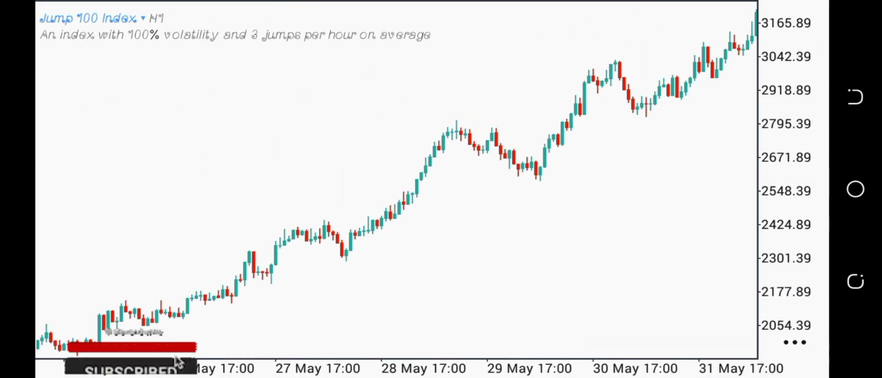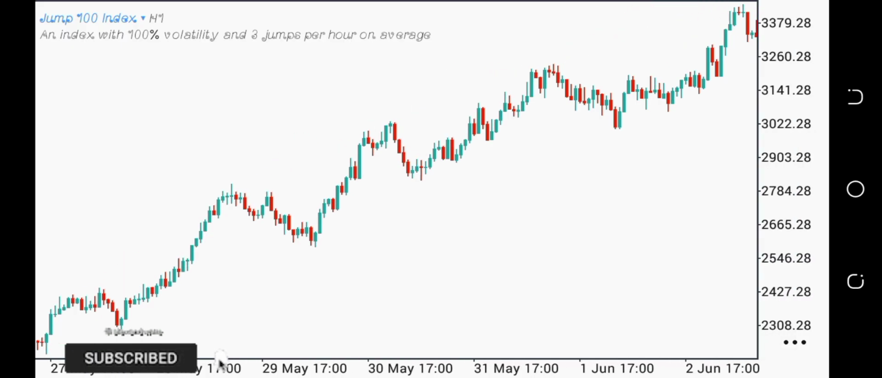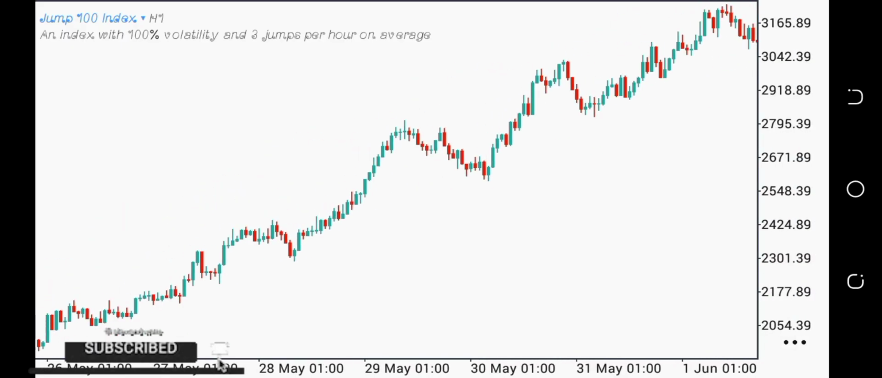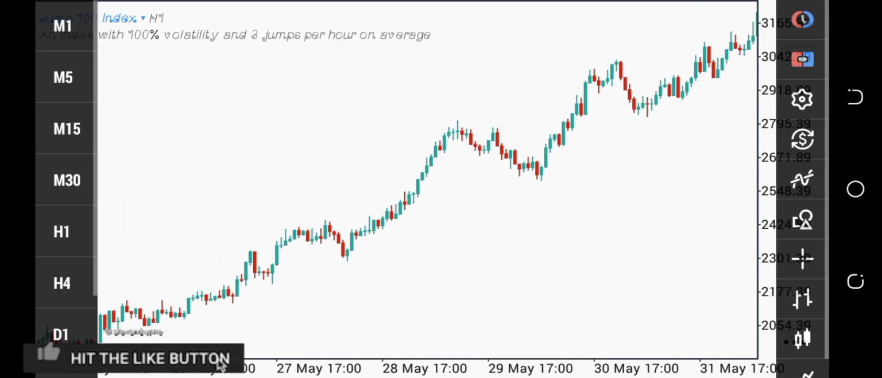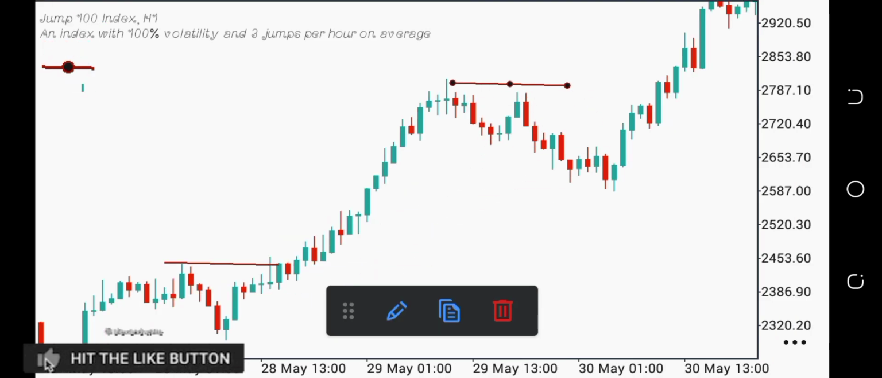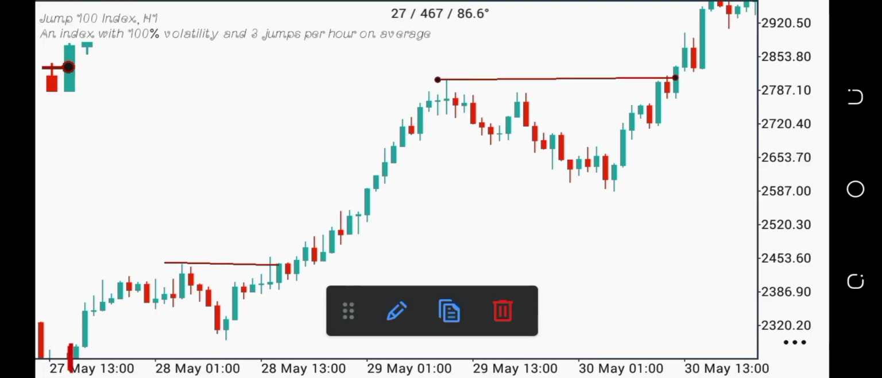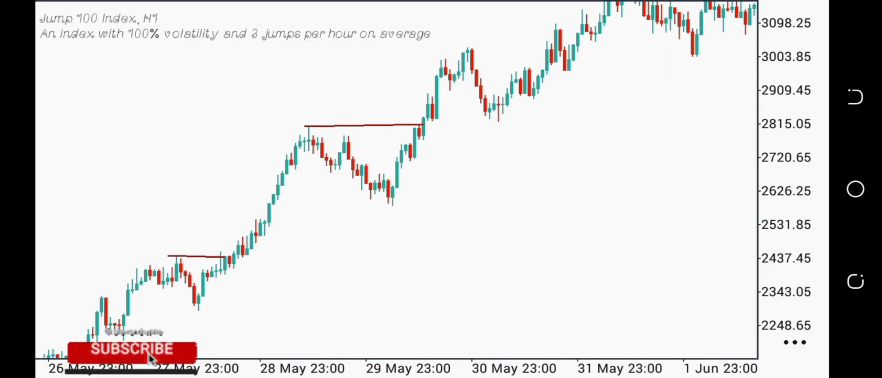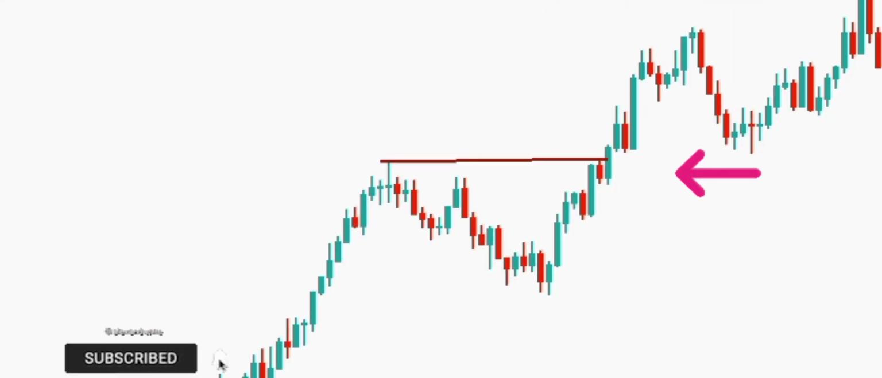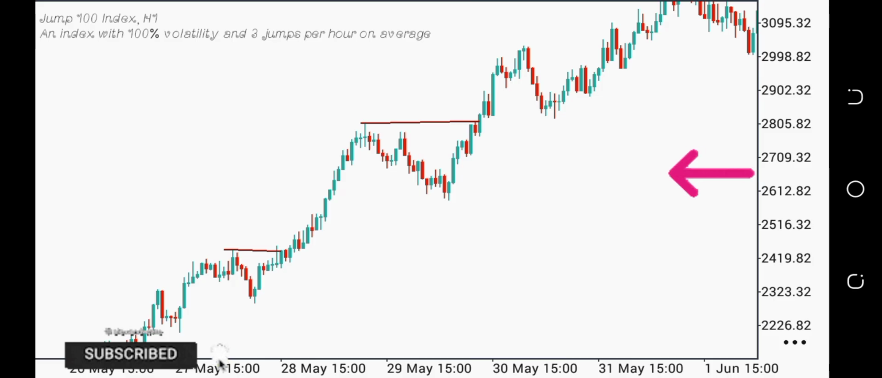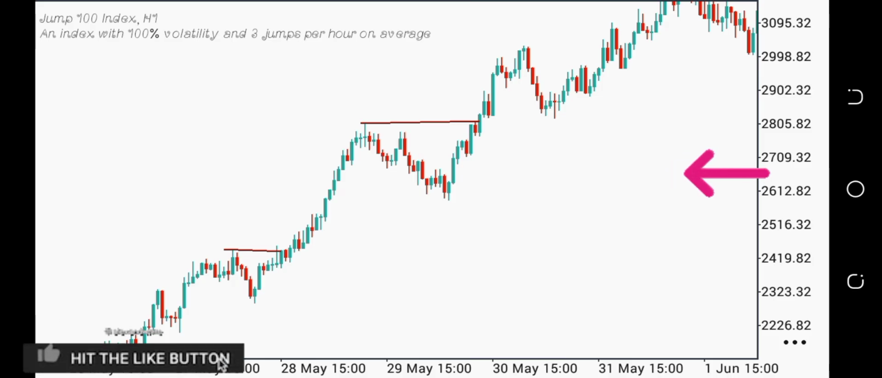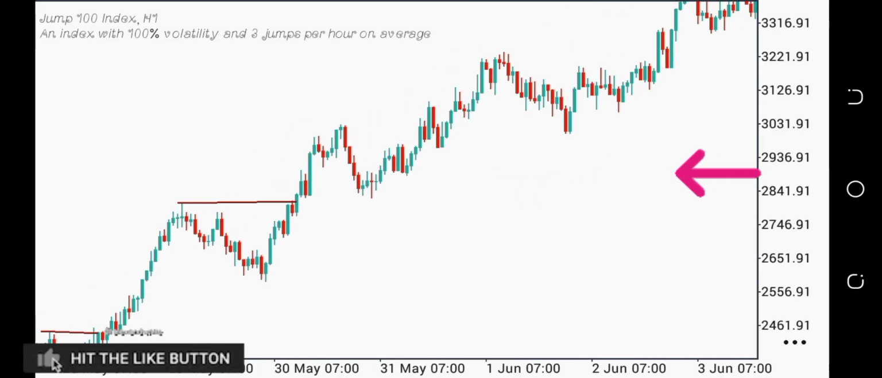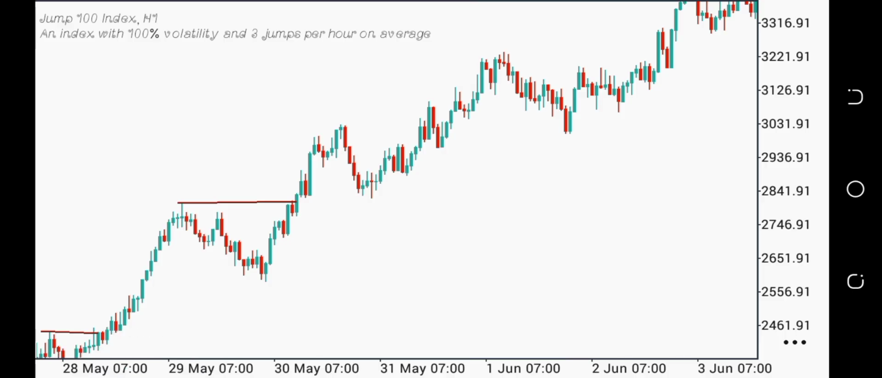So guys, now let's map out our clear break of structure in this uptrend market. Pay attention, let's map it out. The next one right here, this is a valid break of structure. You see, price broke above the recent high, which clearly shows us that this is a valid break of structure. Now let's map out another break of structure.